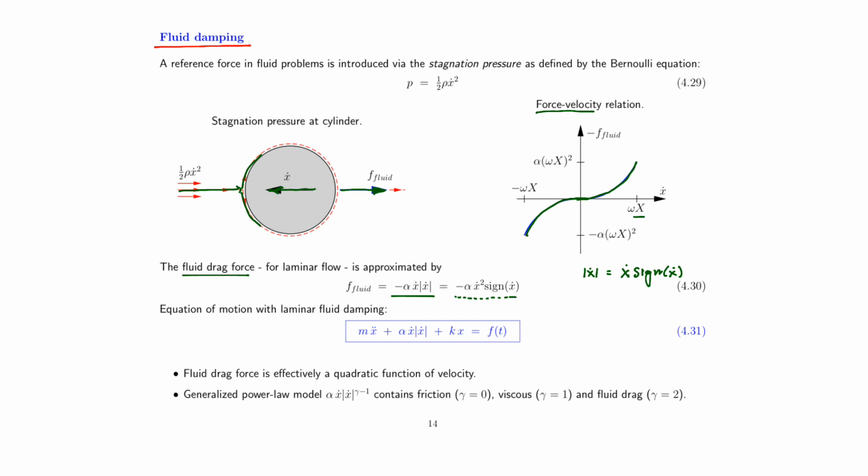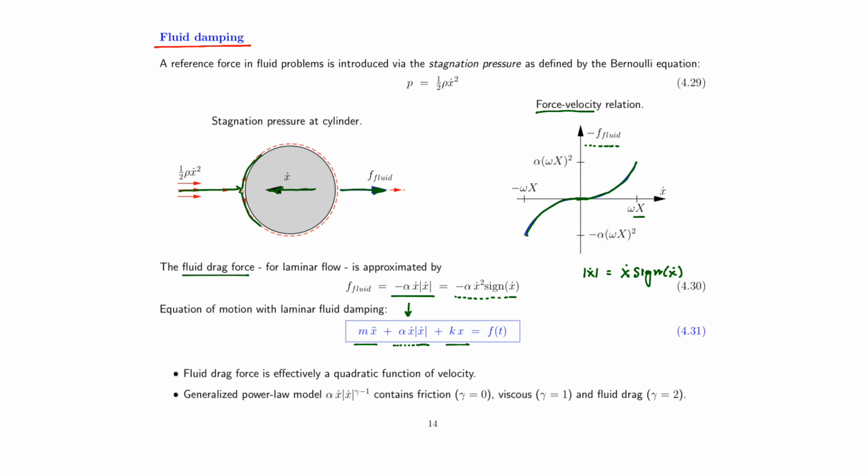Now, remember that F fluid, the damper force, is expressed with a minus inside in the hysteresis representation. That means that without the minus, it appears as an internal force that can be placed on the left-hand side of our equation of motion. That means we have inertia, stiffness, and in between we have this non-linear fluid drag force that dissipates energy.